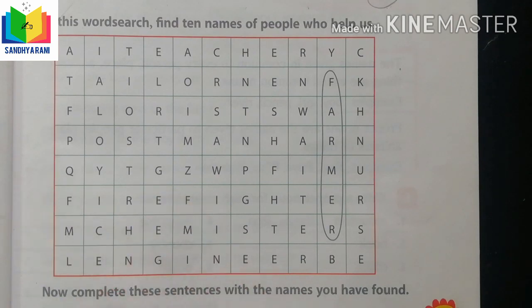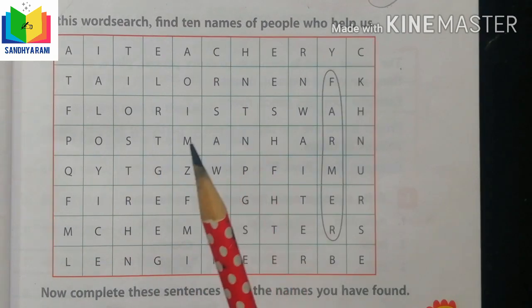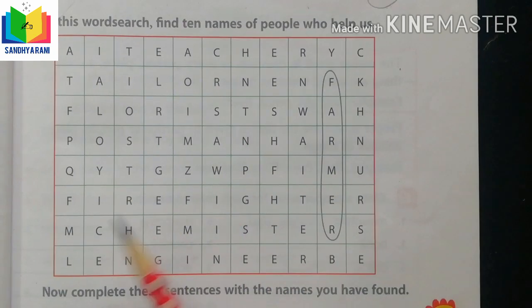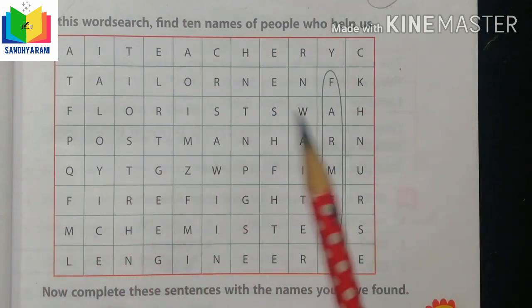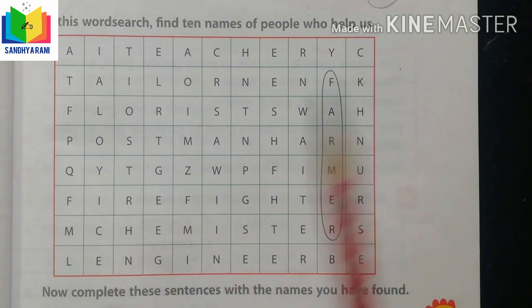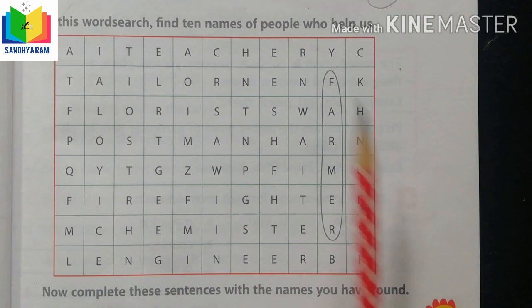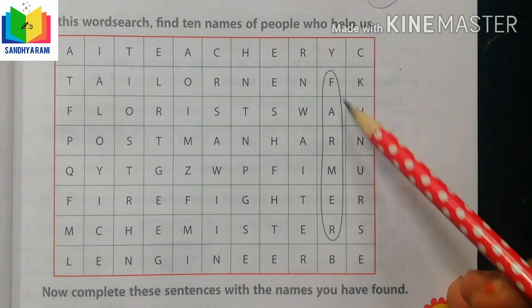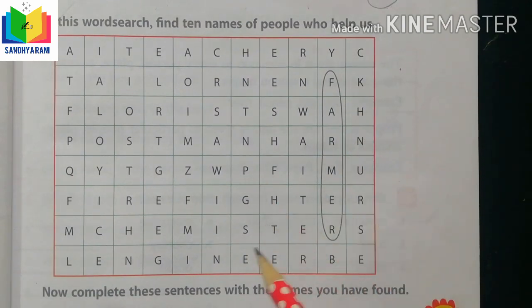Children, in this exercise, they have given a word search. In this word search, we should find 10 names of people who help us. See, they have given a word search here. We have to find out the persons also. After finding the persons, we should complete the given sentences with the names we have found. We should fill the keywords in the sentences. For example, they have given farmer. Let us find out one more.